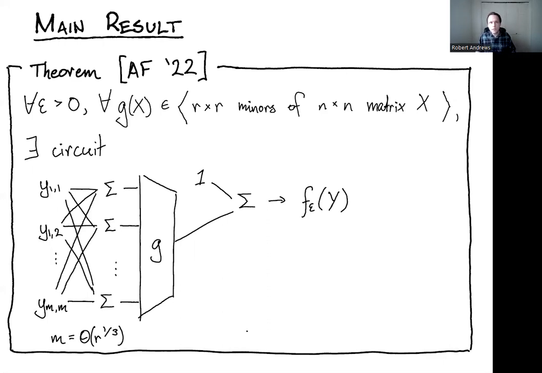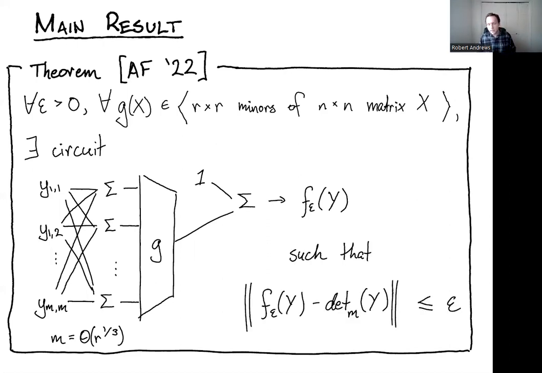Now this is a polynomial in the y matrix, and like I said, it would be nice if this were actually the determinant itself. Now it won't be the determinant, but it will be very close to the determinant in a precise sense. Take the polynomial f sub epsilon and subtract from it the determinant of the y matrix. The result is some multivariate polynomial in the y variables. And the claim is that the norm of that polynomial will be at most epsilon. Now, what do I mean by the norm? Well, you can take any norm you like. For example, you could take the L2 norm of the coefficient vector of this polynomial.